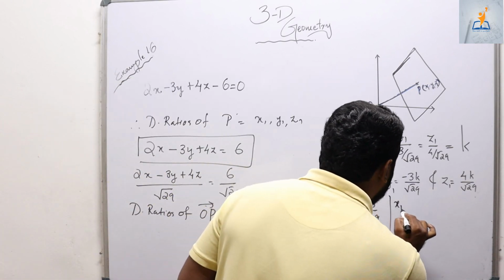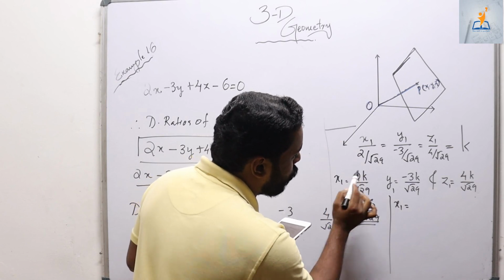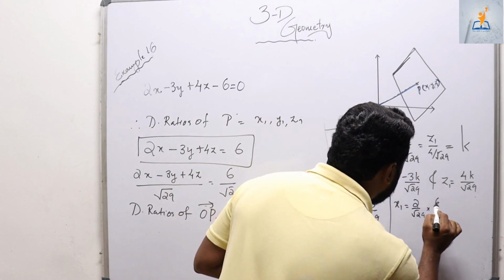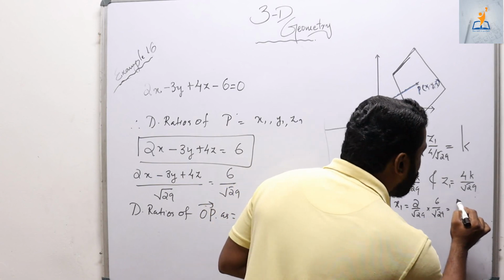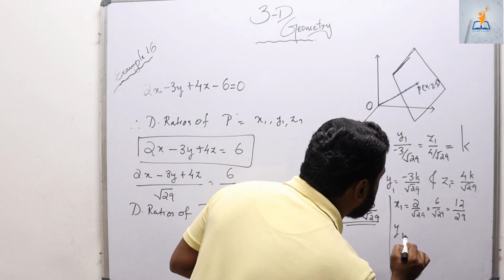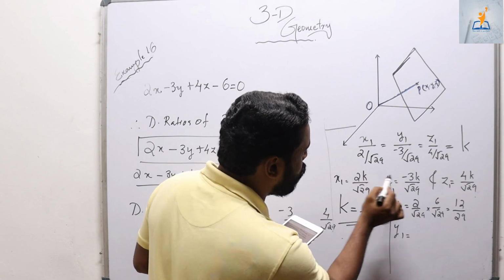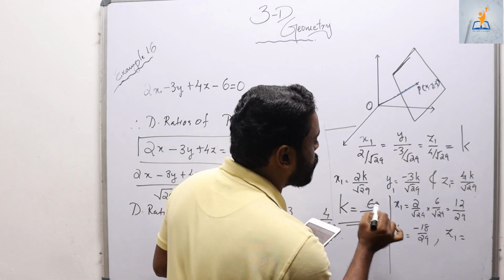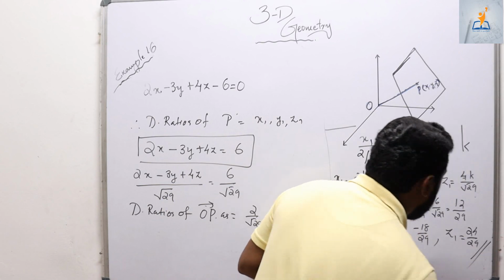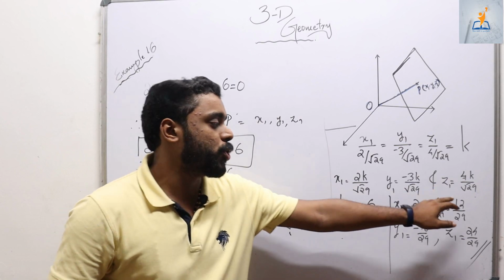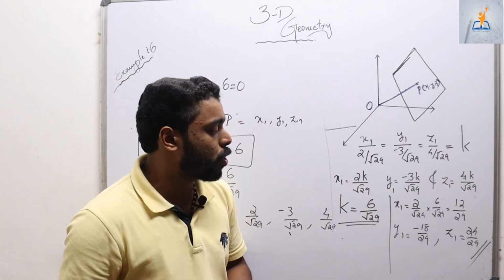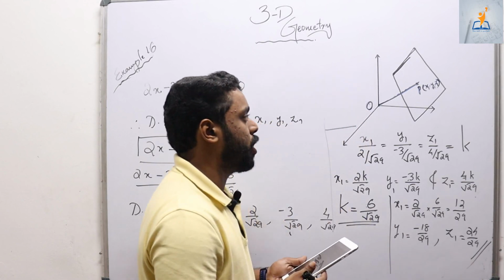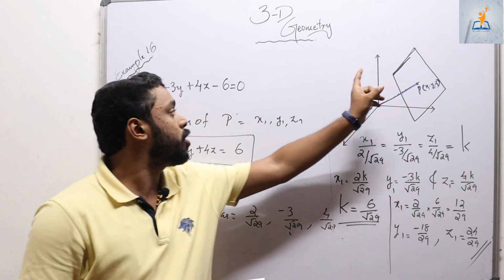Then therefore we have x1 is equal to 2k by root 29. We are going to substitute the value of k here. So 2 by root 29 into what is k? It is 6 by root 29. It is equal to 12 by 29. Similarly, y1 is equal to minus 3 into 6, that is minus 18 by 29. Similarly, z1 is equal to 4 into 6, that is 24 by 29. That's it, x1, y1 and z1. So x1 is equal to 12 by 29, y1 is equal to minus 18 by 29 and z1 is equal to 24 by 29 are the coordinates of the foot of the perpendicular to the plane.